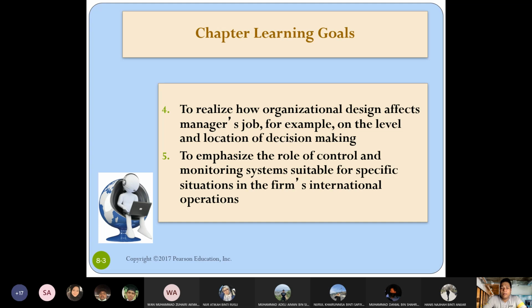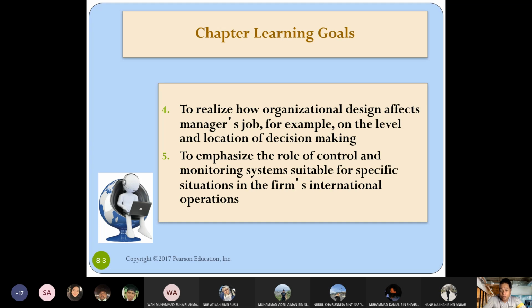Learning goal number 4 is to realize how organizational design affects managers' jobs, for example, the level and location of decision making. After you choose the organizational design, it may affect the manager's job, especially during decision making, whether they want to centralize or decentralize. So this becomes one of the effects.